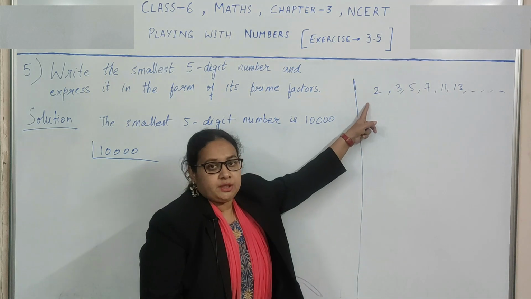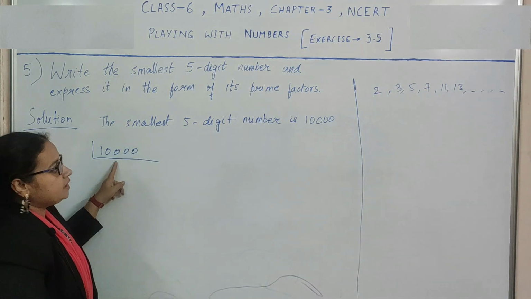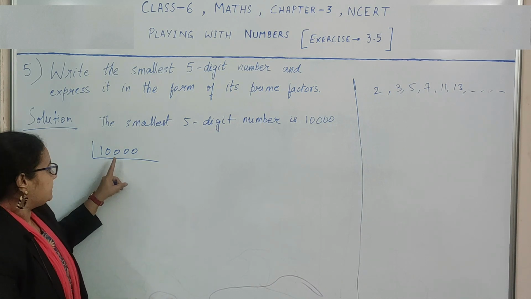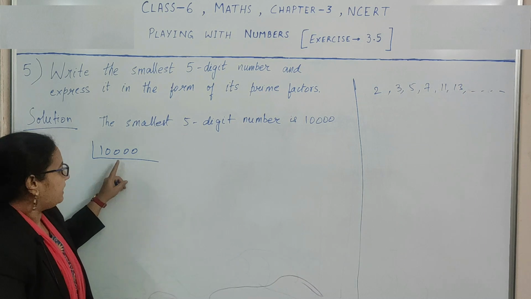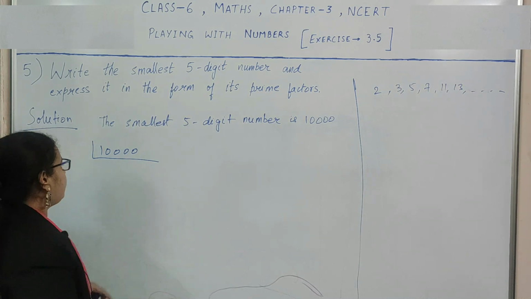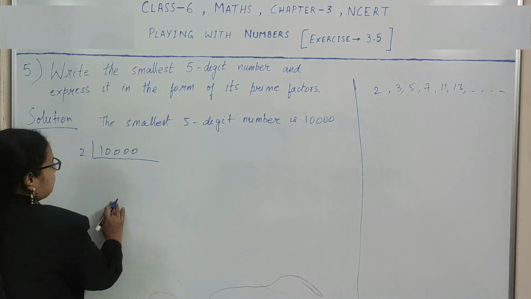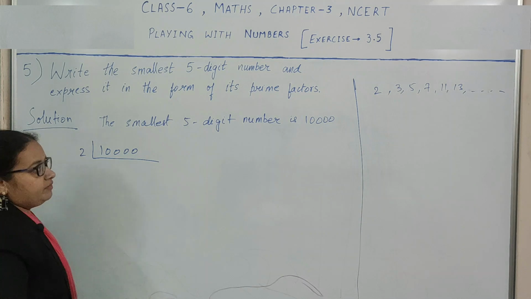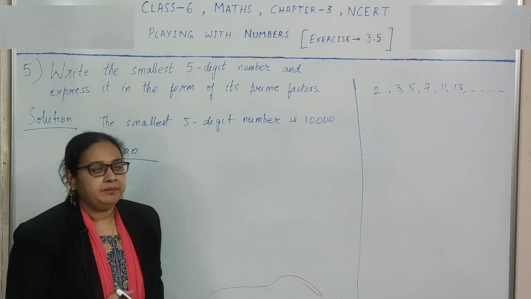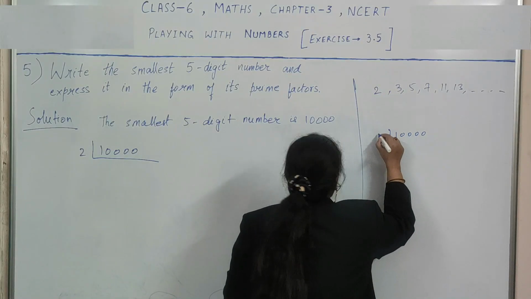Is it divisible by 2? 2 is the smallest prime number. We will divide this number by 2. Is it exactly divisible by 2? Yes, it is exactly divisible by 2, because if we divide this number by 2, we get the remainder 0. It means it is exactly divided by 2. So we will divide it. What we do in this long division method, this method is to find the prime factorization of a number. So we will divide 10,000 by 2.